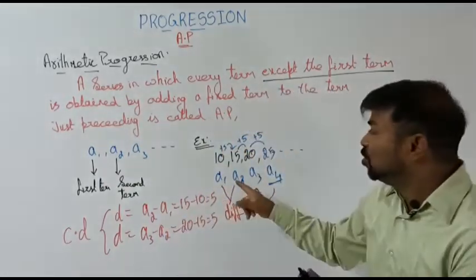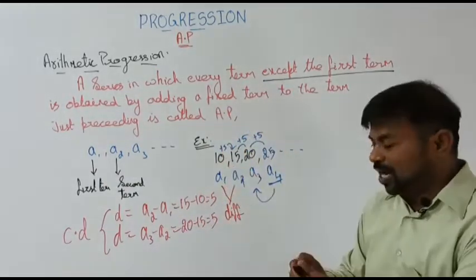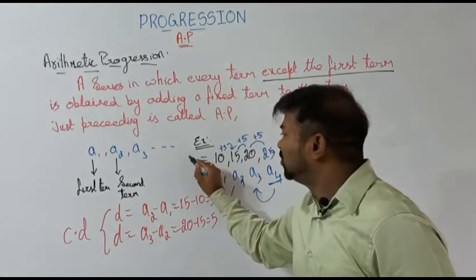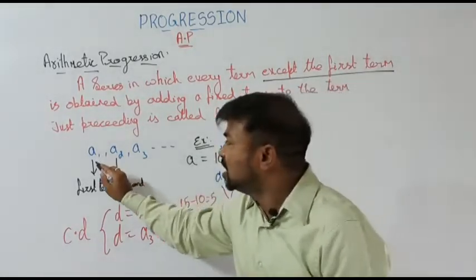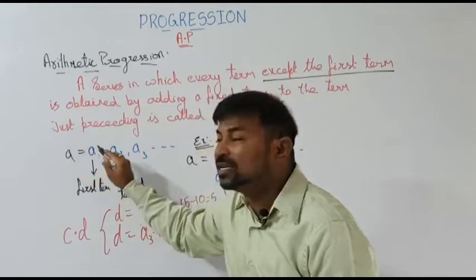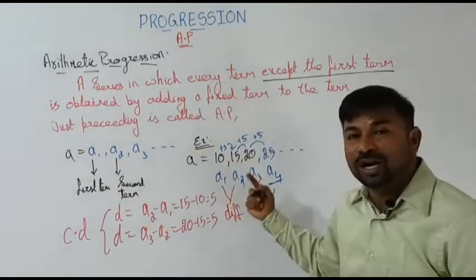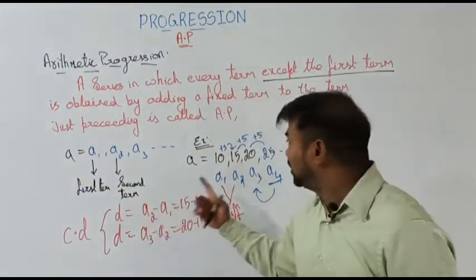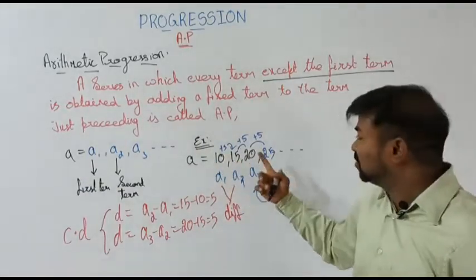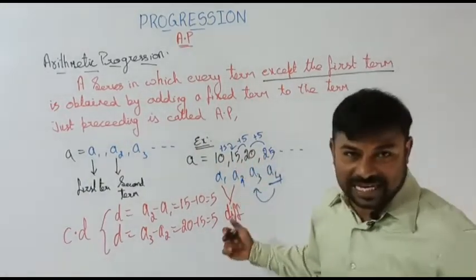Now here, which is the first term? The first term is nothing but A. Here A1 is also called A. And how did we get the difference? By subtracting the first term from the second term, or the second term from the third term.